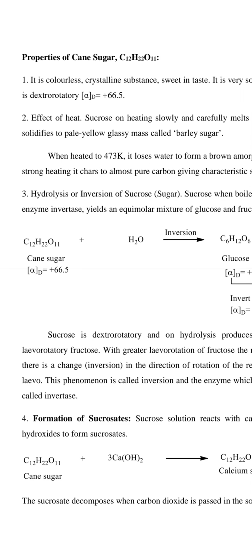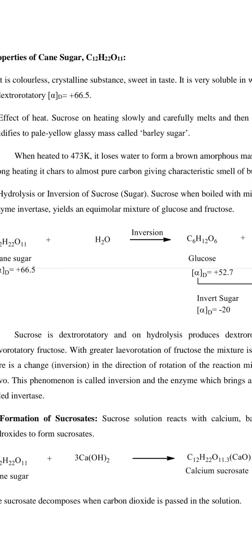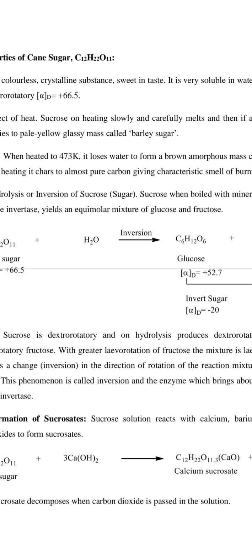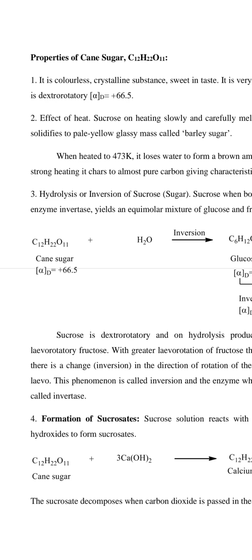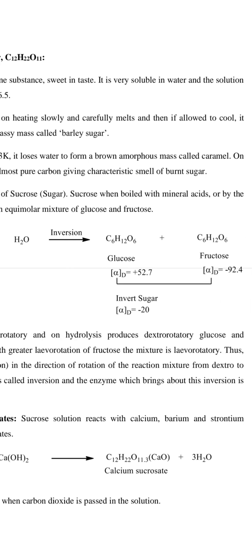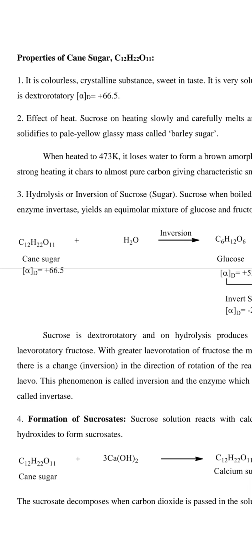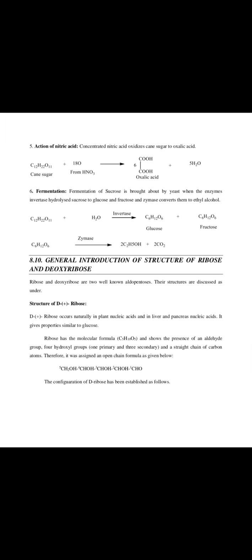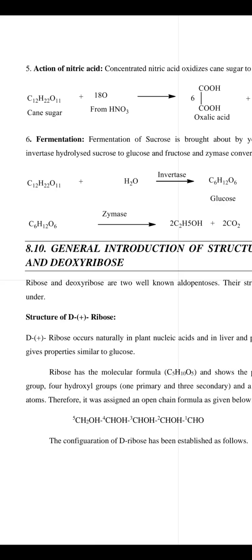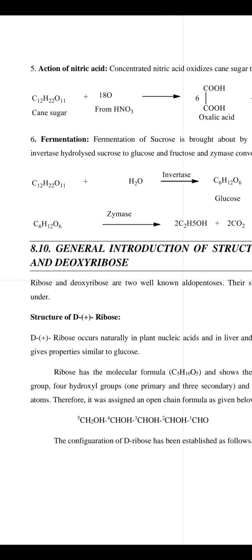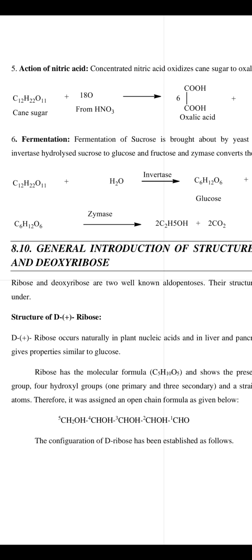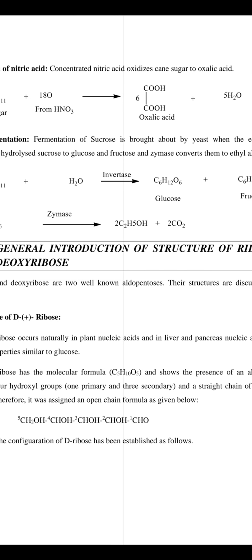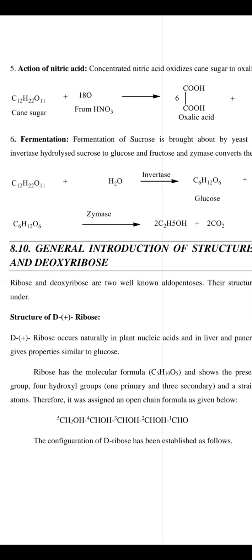Now, formation of sucrosates. Sucrose solutions react with calcium, barium, and strontium hydroxide to form sucrosates. You can see this is the calcium sucrosate. So, sucrosate decomposes when carbon dioxide is passed into the solution. You can see the other reactions: action of nitric acid gives oxalic acid, 6 molecules. Action with fermentation: you can see the invertase enzyme gives glucose and fructose, and the zymase enzyme gives the alcohol.